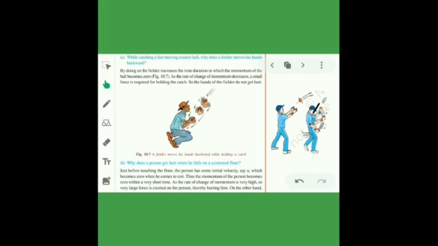By doing so, the fielder increases the time duration in which the momentum of the ball becomes 0. It is given in this figure. See this figure. As the rate of change of momentum decreases, a small force is required for holding the catch, so the hands of the fielder do not get hurt.